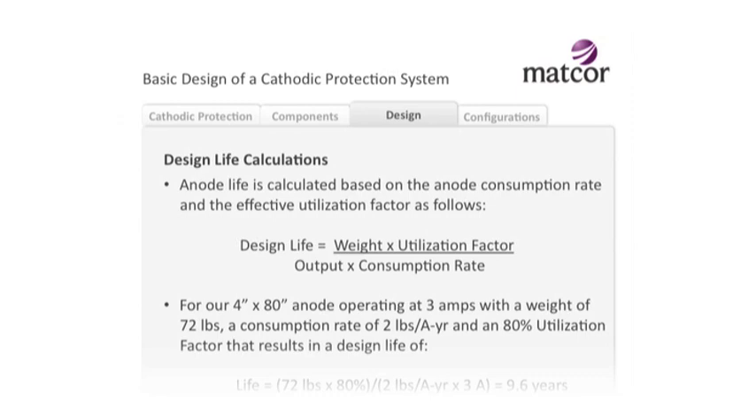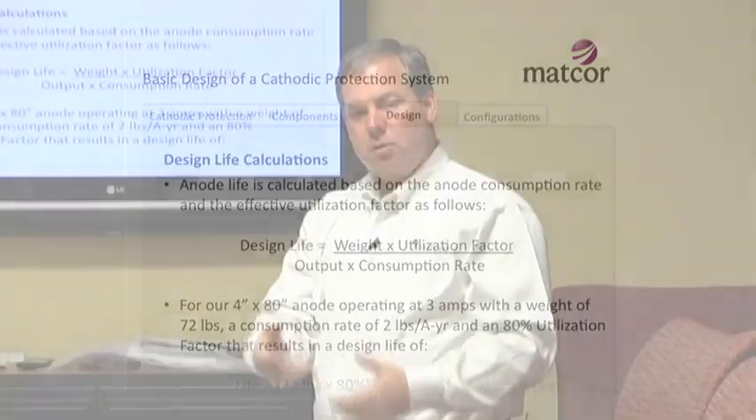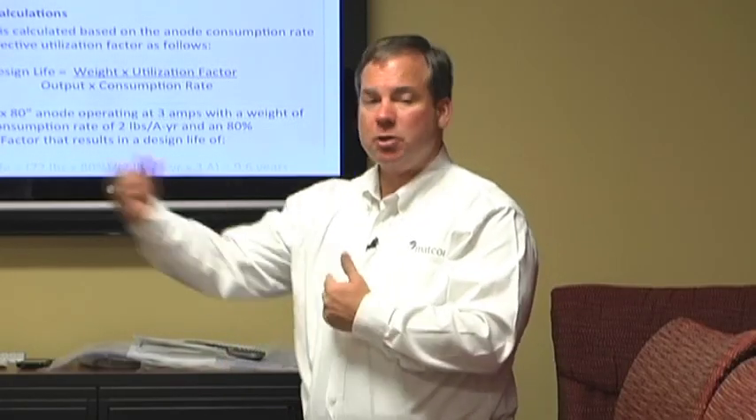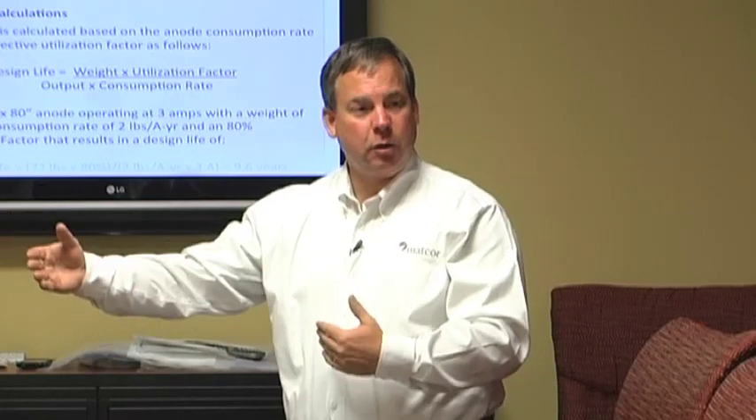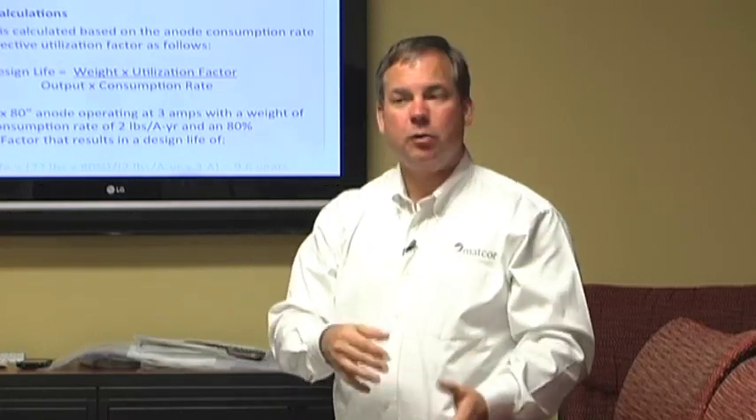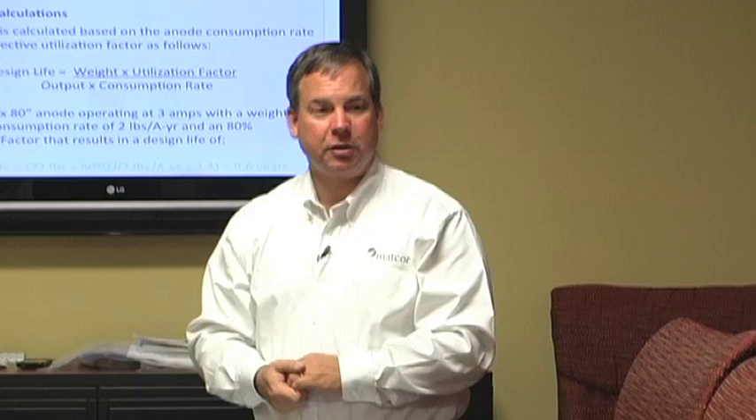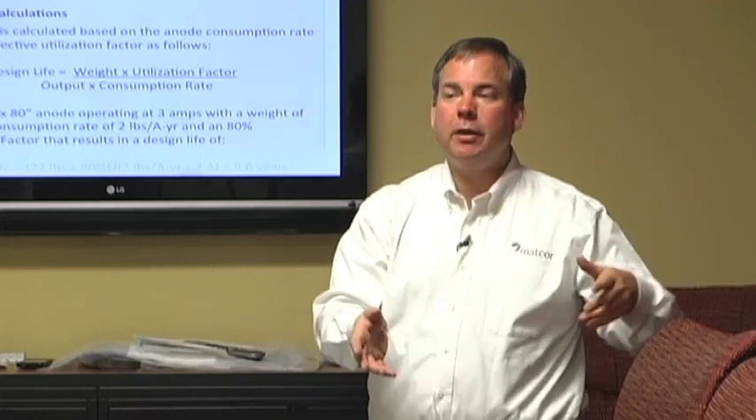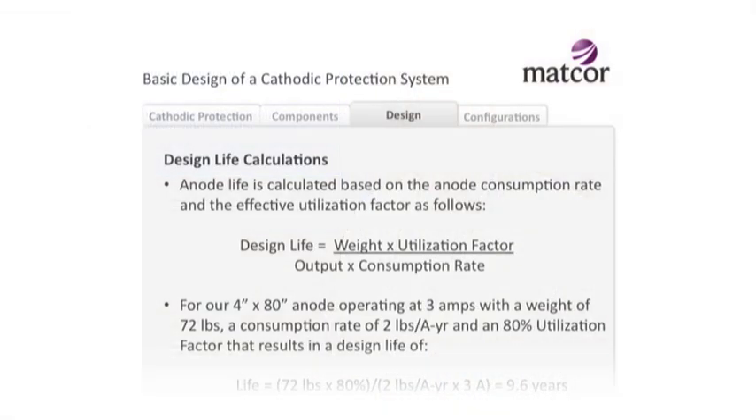Okay? Design life calculations. I mentioned the hot water heater and the 5-year warranty and 10-year warranties, and they can calculate how long the anode's going to last. That's part of what we do when we design a CP system. We say we're going to need so much current, we design it for so much current, we know the consumption rate of the anode, we can come up with a design life calculation. We can calculate pretty much how long that anode is going to last, if it's operated at the conditions we expect it to be operated at.